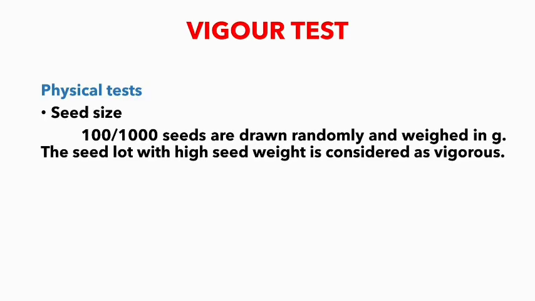Friends, now we are going to see what tests there are for testing seed vigor. First, we are going to see about physical tests. In that, we are going to see about seed size. We select 100 seeds randomly from 1000 seeds and weigh them in grams. The seed lot with a high seed weight is considered as vigorous.